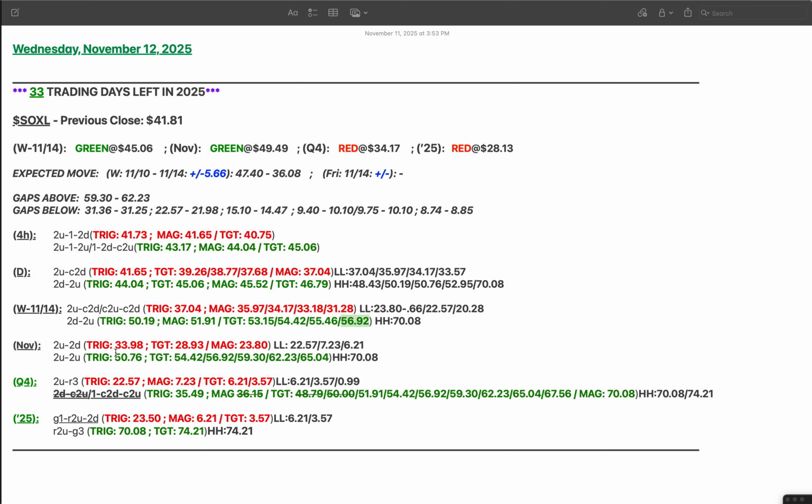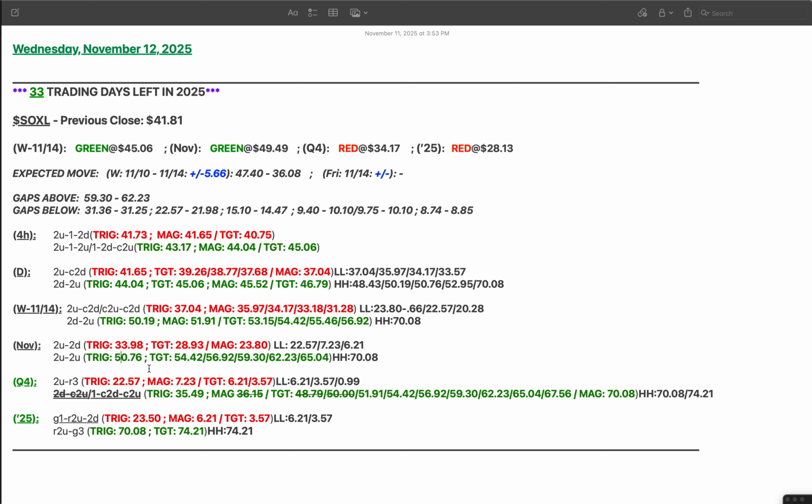Now on the month, again, we're still inside on the month as well. So if we are going to trigger to the downside, it's 33.98. Quite a ways to go still, so I don't think we're going to trigger that tomorrow. Maybe if we get a big push down tomorrow, we look at this more seriously on Thursday, but for right now, don't see us triggering to the downside. We're a lot closer to triggering that upside, but at the same time, we're still quite a ways away. So don't think we're going to go 2 up or 2 down on the month this week.